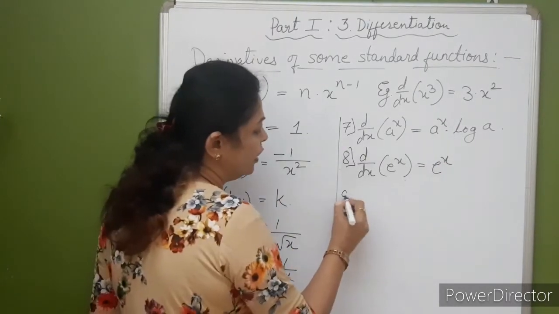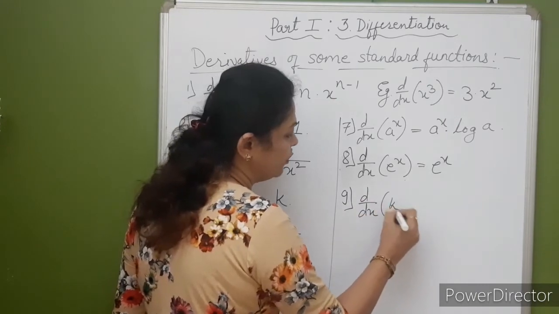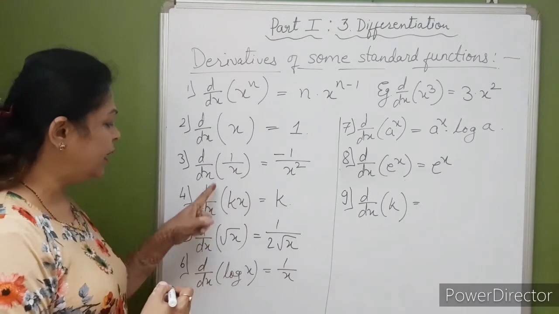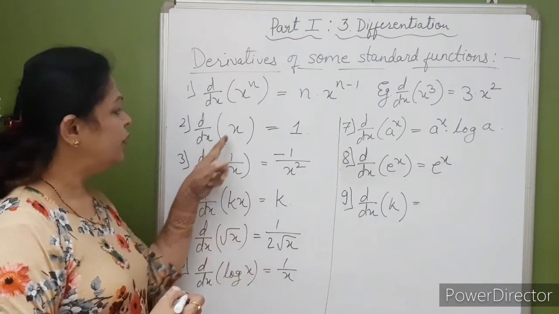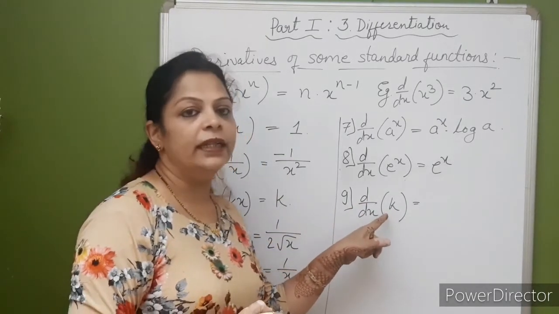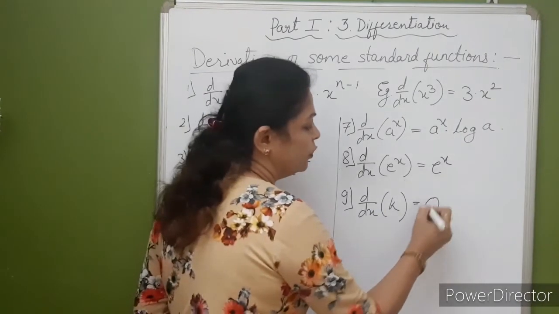And the last one, what will be the derivative of a constant number? Suppose we have only number k. See, like this. Over here we have derivative of k into x is k. And derivative of only x is 1. But what about derivative of only k? That is a constant number. This will be equal to 0.